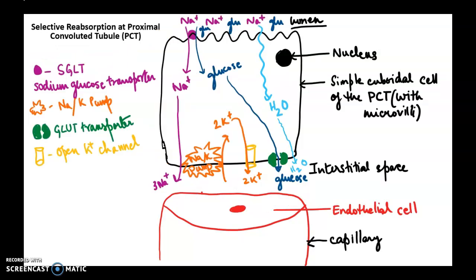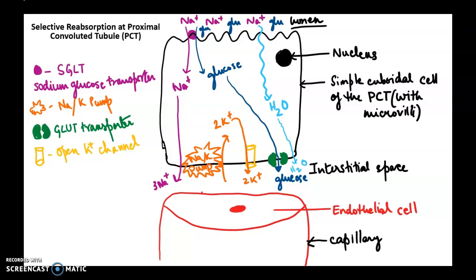This is something that I have previously drawn out. Let's go over this one more time. We will go from top to bottom, okay? So on the top, we see lumen, and we do see a lot of sodium and glucose in the lumen. We see the simple cuboidal cell with microvilli drawn in black. This cell also has a nucleus. And then at the bottom in red, we see the capillary endothelial cell.